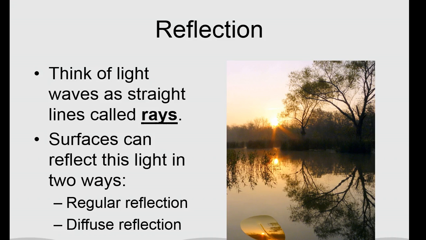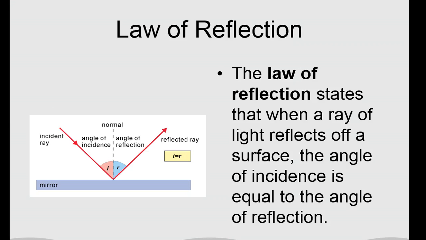Surfaces can reflect this light in two ways. They can regularly reflect the light or they can diffusely reflect it. We're going to see that regular reflection shows the image perfectly while diffuse reflection does not.